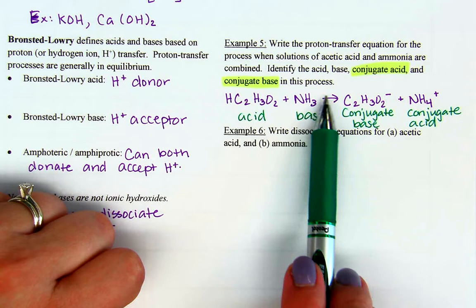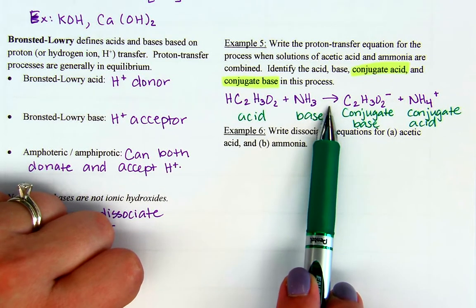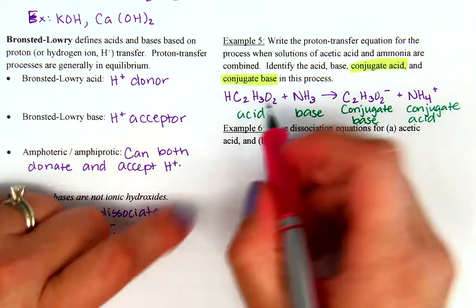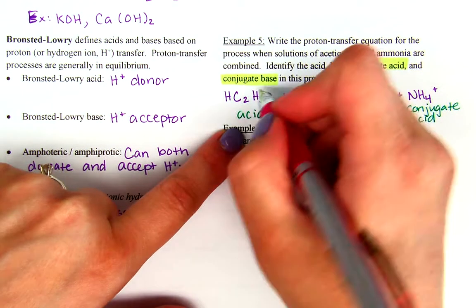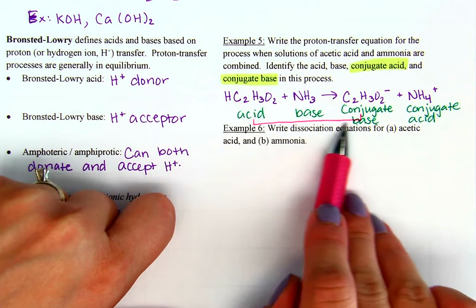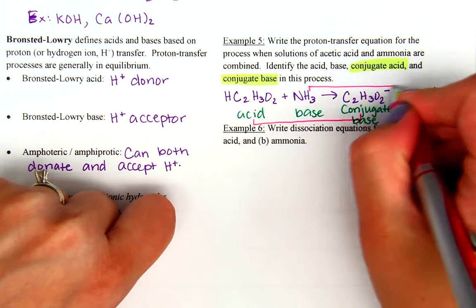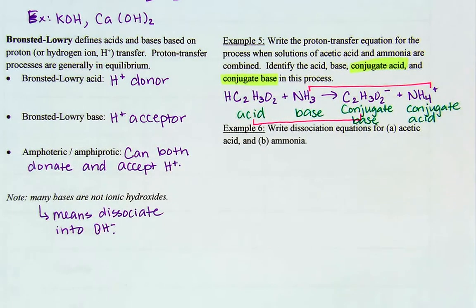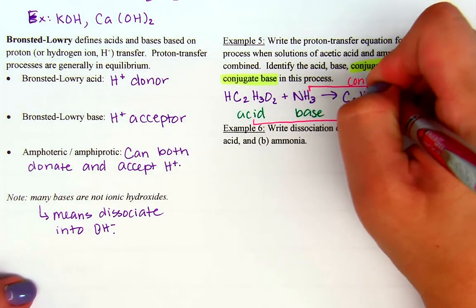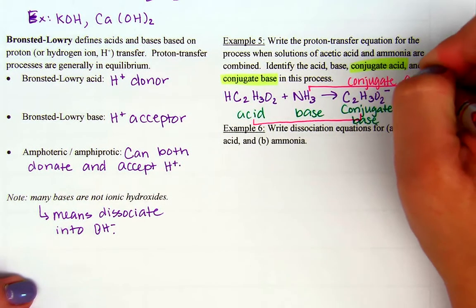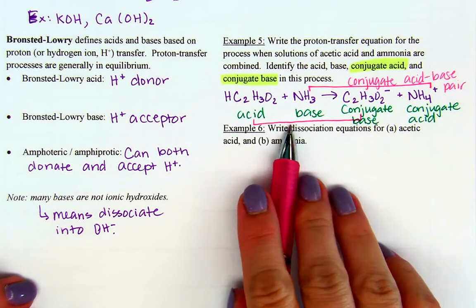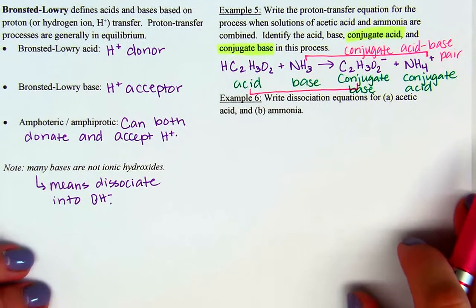So if we had this arrow switch directions here, as in equilibrium, this would be your new acid, this would be your new base. So this acid right here and this base, this is what we call a conjugate acid-base pair. So the acid becomes the conjugate base, and the base becomes the conjugate acid. And that is always true. And we call this a conjugate acid-base pair. And that's the same here, conjugate acid-base pair. I don't really have room to write it.